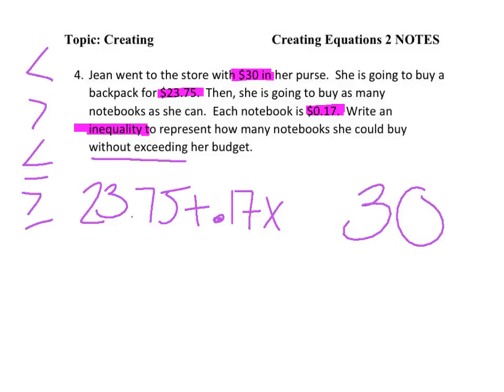Without exceeding her budget. She cannot go over $30 because that's all she has. So we know that she has to be less than $30. So I can go ahead and take out the greater than symbols. Now the question is, could she be equal to $30? Yes. So that takes out the regular less than. So it's going to be less than or equal to $30.